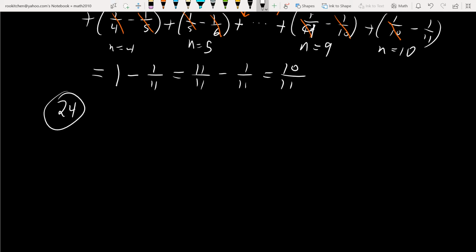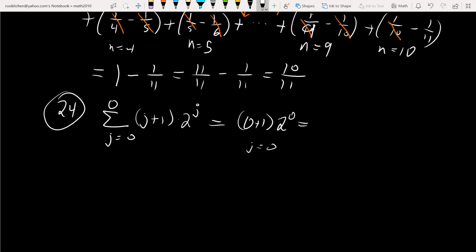For example, number 24, j equals 0 to 0, and we have j plus 1 times 2 to the j. Well, all you have to do is plug in j equals 0. So there's just one term, and this is kind of silly to even write. So when j is 0, I have 0 plus 1 times 2 to the 0 equals 1. 0 plus 1 is 1, times 2 to the 0 is 1. 1 times 1 is 1. Okay.